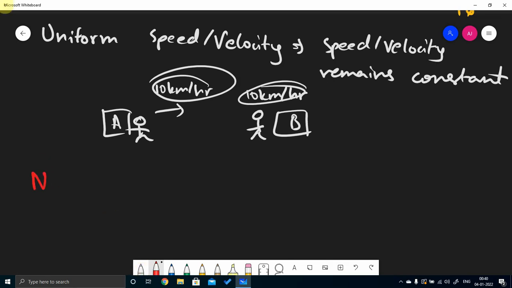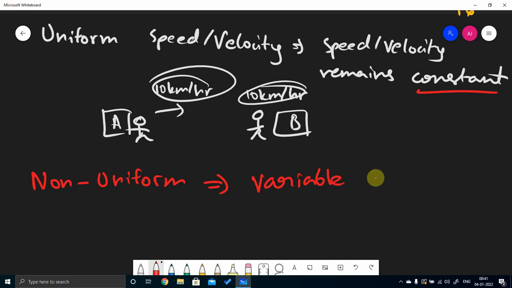Now, when we talk about non-uniform velocity slash speed, it's basically the opposite, right? At least at one point or maybe at more points, the velocity can actually change. It can be variable. So here this is constant and here it can be variable speed slash velocity.